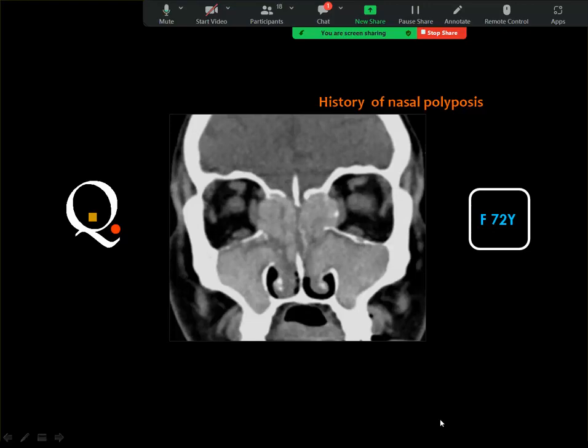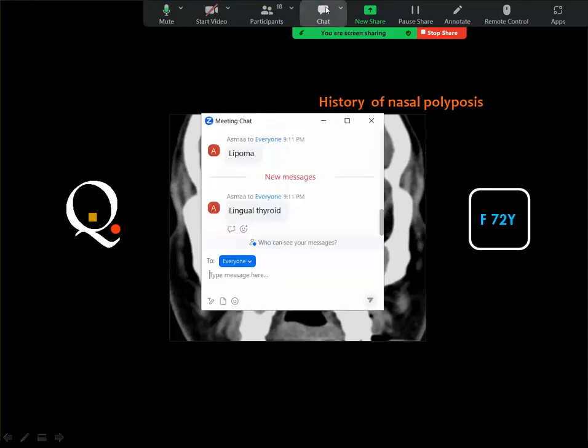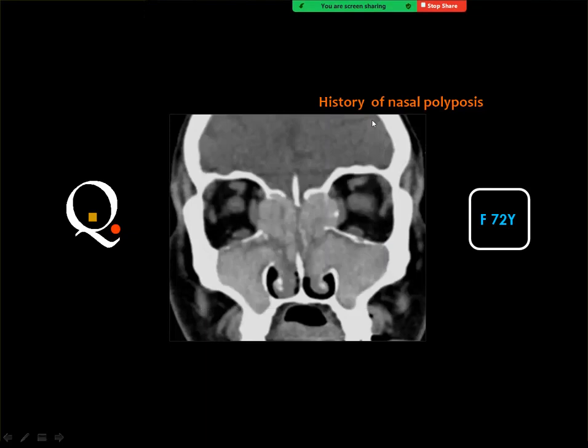Next is a female, 72 years old, with history of nasal polyposis, and this is a CT scan without contrast for the paranasal sinuses.